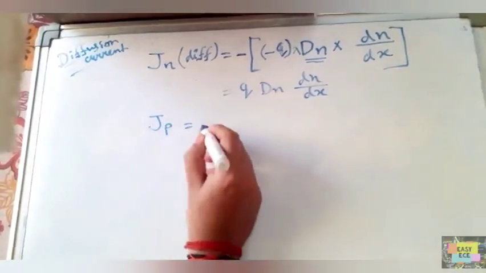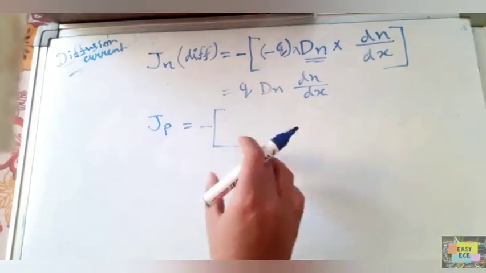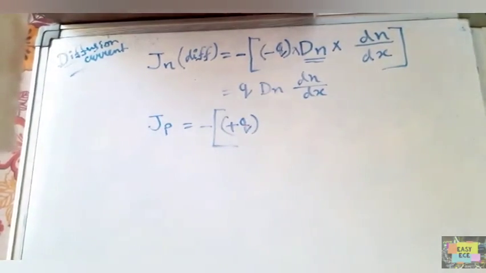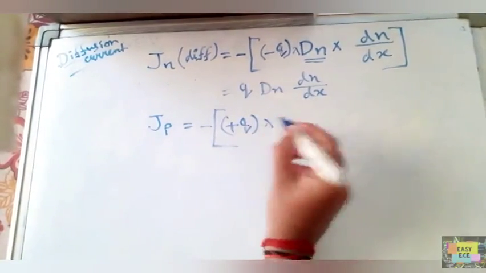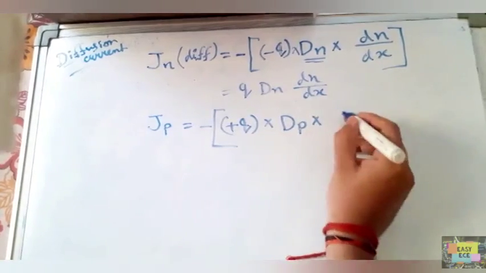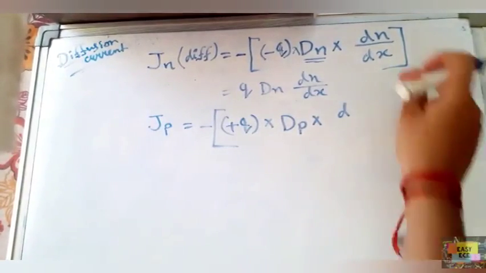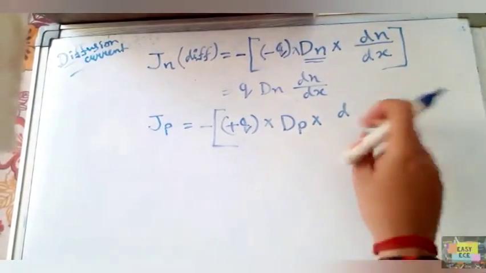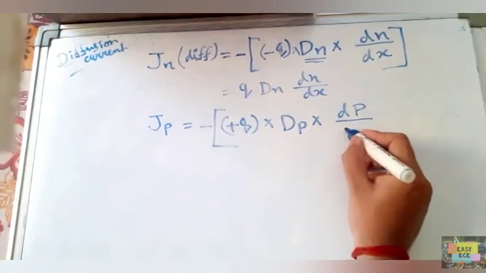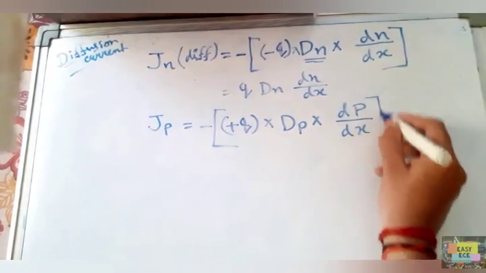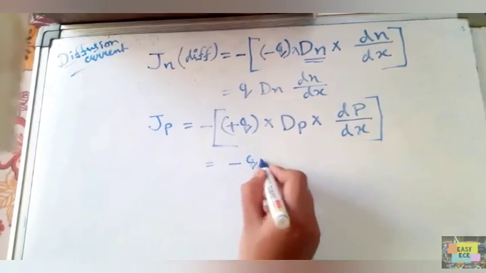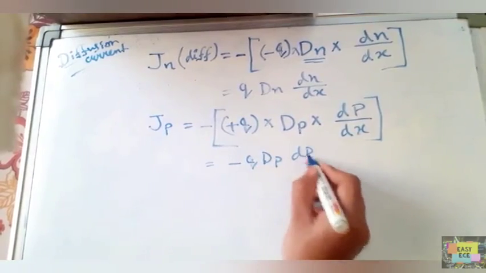That means again negative. Now again the charge of the carrier, for a hole, the charge of the carrier is plus Q, that is, the positively charged hole, into the diffusion constant, that is Dp, into d of the concentration change according to the position or distance. That means for holes, dP, the hole concentration, according to the distance change dx. This is the gradient. So now this becomes negative Q Dp dP by dx.